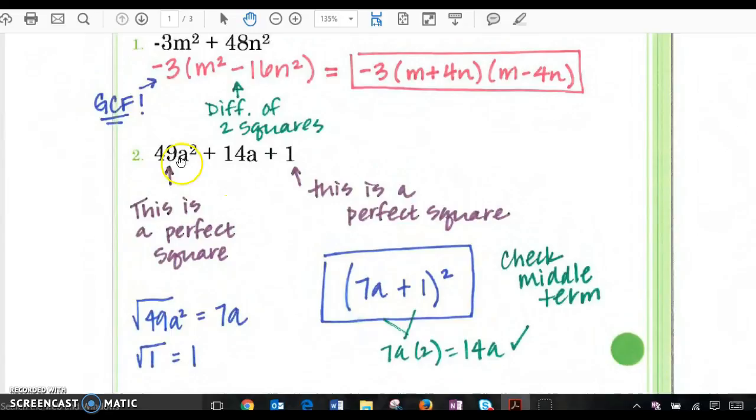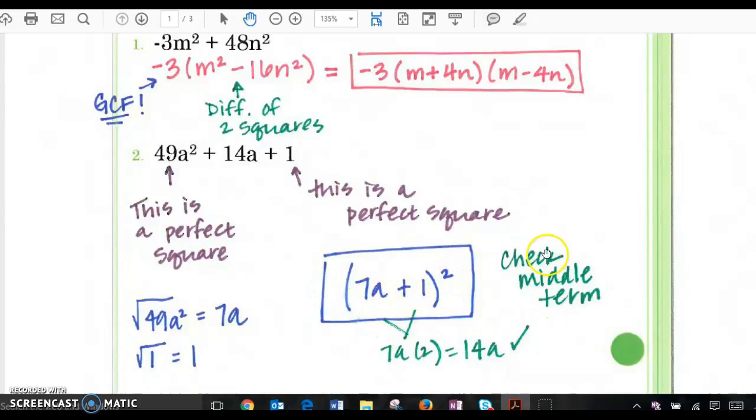On number 2, I'm looking at the terms and I'm thinking, wow, 49a squared, that's a perfect square, and 1 is a perfect square. If that's the case, it's more than likely a binomial square. The square root of 49a squared is 7a. The square root of 1 is 1. So in the first term, I need a 7a. In the second term, I need a 1. 7a plus 1 quantity squared would be how that factored.